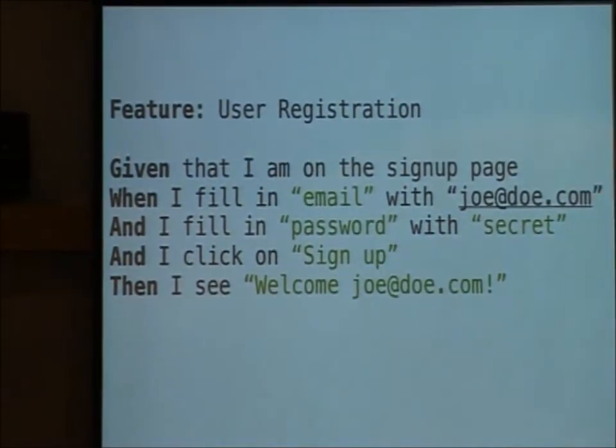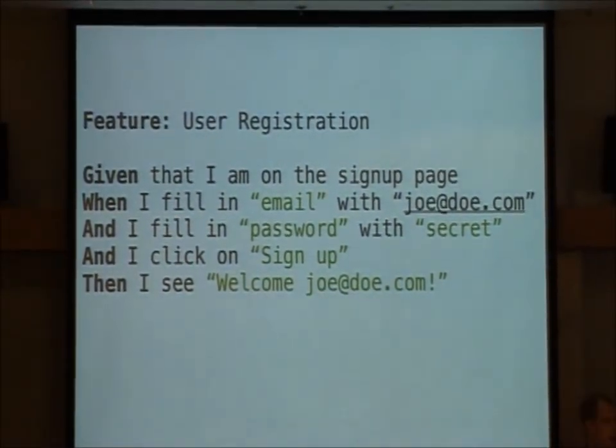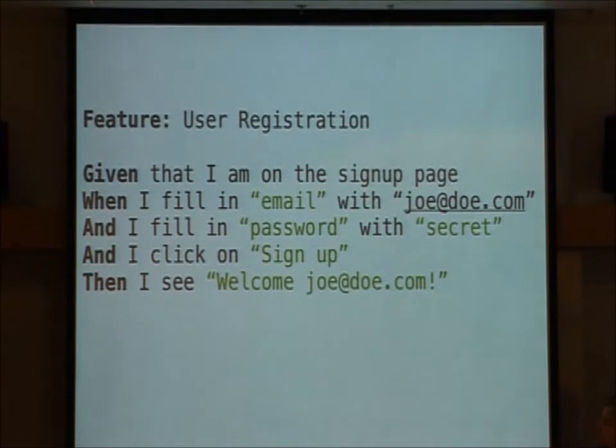This is an example of acceptance testing that I write when I do Ruby. This is user registration, and it reads like this. Given that I'm on the sign-up page, when I fill in email with whatever email, and I fill in password with secret, and I click on sign in, I see the welcome message. You can almost picture the screen behind it. It's a simple sign-up with 2 fields and a click button, and then there's a transition to a new page. That will be my acceptance testing.